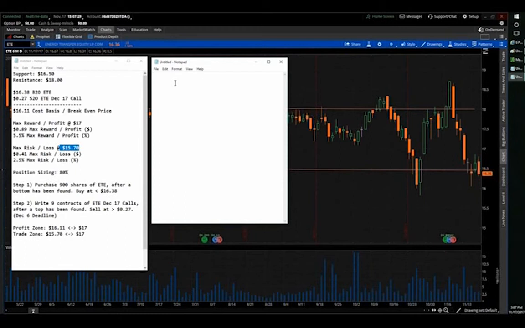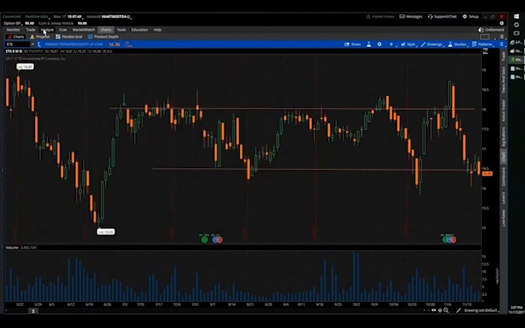But here's where a lot of the folks in our program are going. Instead of buying to open ETA, they're selling to open ETE. That means that they're actually doing a short. They're shorting the stock. And then what they're doing is they're shorting the put, or they're writing the put. So let's go and look at the put.